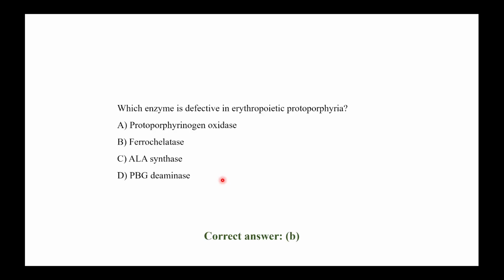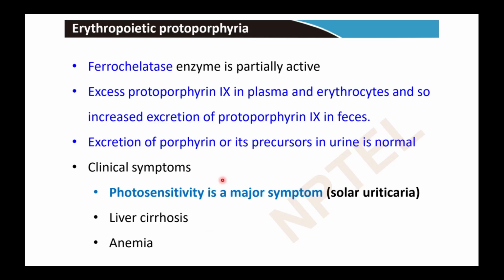The correct answer is option B, ferrochelatase. So you saw in the previous question, PBG deaminase was defective and it was leading to acute intermittent porphyria, AIP. In this case, the defect is in another enzyme in the heme synthesis, that is ferrochelatase, which is the last enzyme. It leads to erythropoietic protoporphyria. So ferrochelatase enzyme is partially active in case of erythropoietic protoporphyria. Now, this enzyme is responsible for the attachment of ferrous iron to the protoporphyrin.